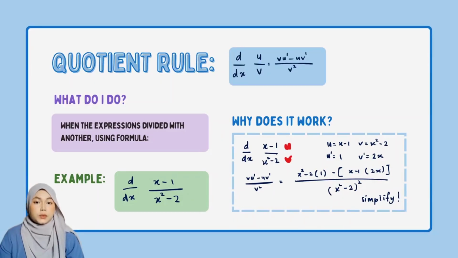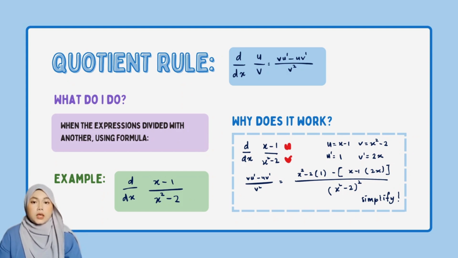Alright, next we have the quotient rule. The quotient rule is used when we have a function divided by another function, which is d/dx of u divided by v. We have a formula for this, which is v times u prime minus u times v prime, over v squared. So u is our numerator and v is our denominator.